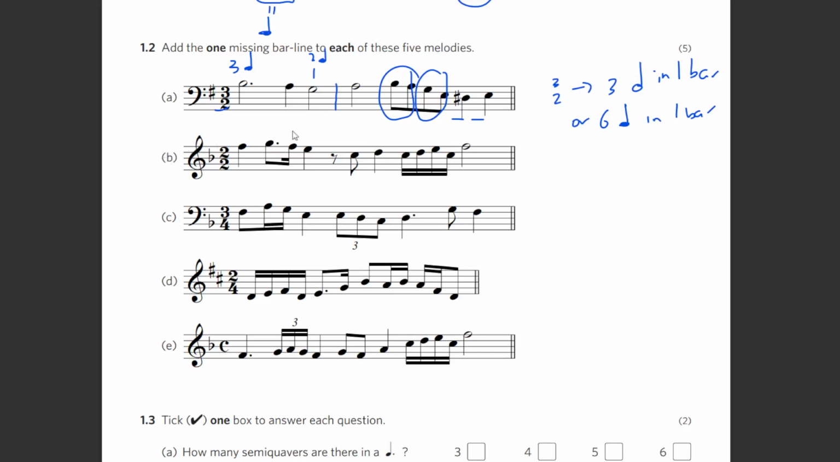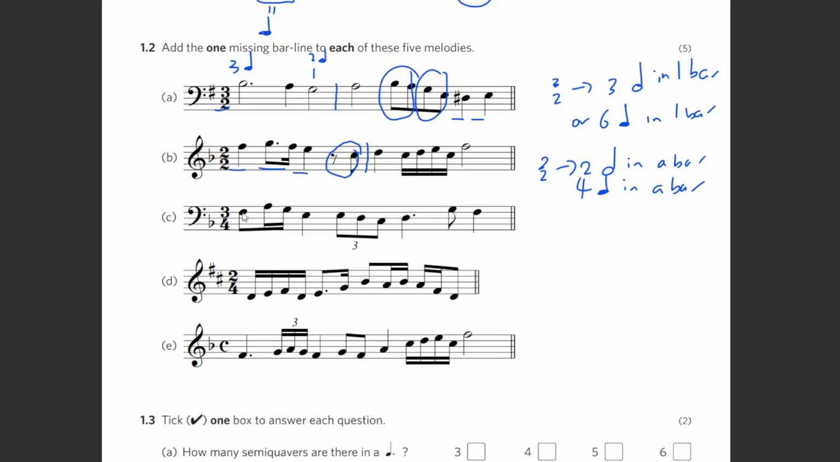Next, let's move on to B. For B, we have a time signature of 2/2. 2/2 time means 2 minims in a bar, or it is the same as 4 crotchets in a bar. So let's count it in terms of 4 crotchets in a bar. 1 crotchet beat, 2 crotchet beats, 3 crotchet beats, and 2 quavers add up to be equal to a crotchet. So this is another crotchet beat. So 1, 2, 3, 4. So let me draw a bar line here. Next, 1 crotchet beat, 4 semiquavers make a crotchet, 2 crotchets, 3, 4. So 4 crotchet beats here.